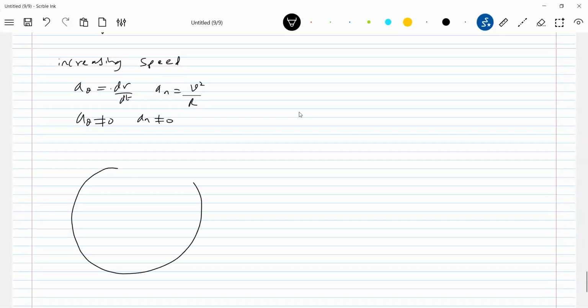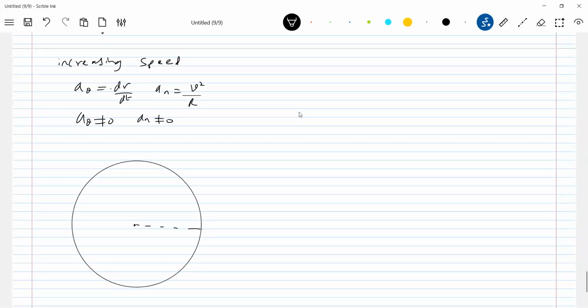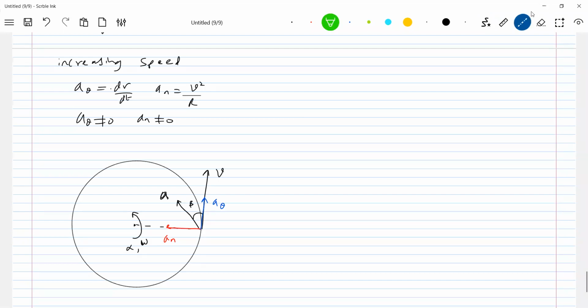Let's show all the quantities once again. So this will be the direction of V, centripetal acceleration, tangential acceleration, A theta, the total acceleration vector A, and this is beta. What about alpha and omega? They'll be out of the plane, but we have a practice of showing them like this. Both are in the same direction, and this is the radius.